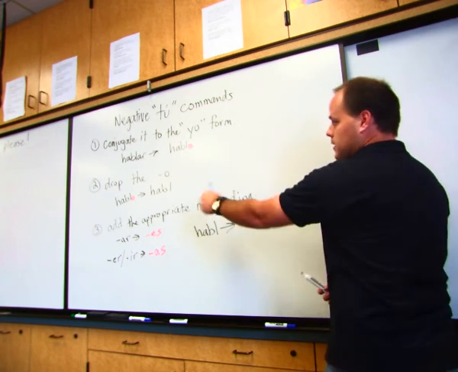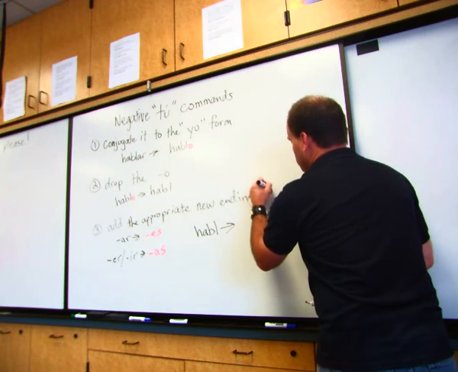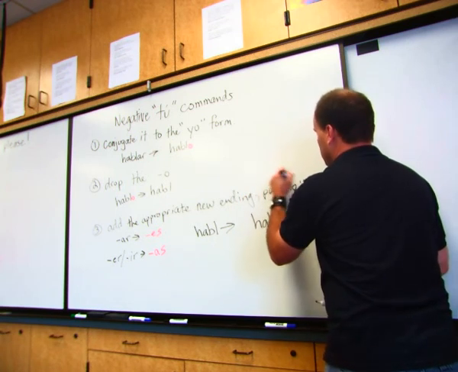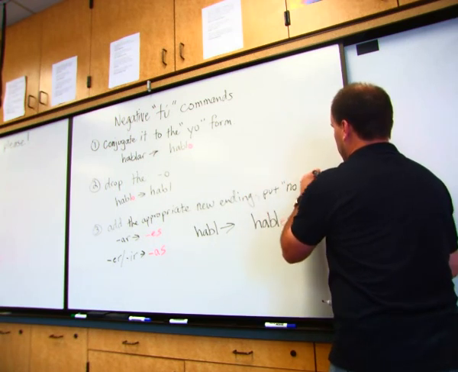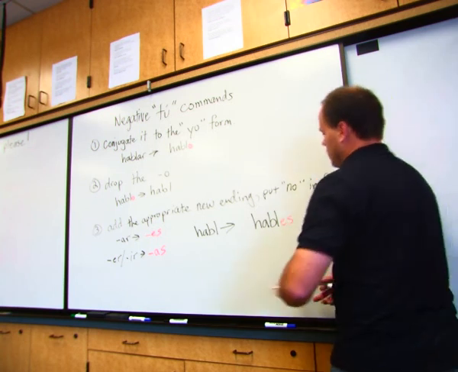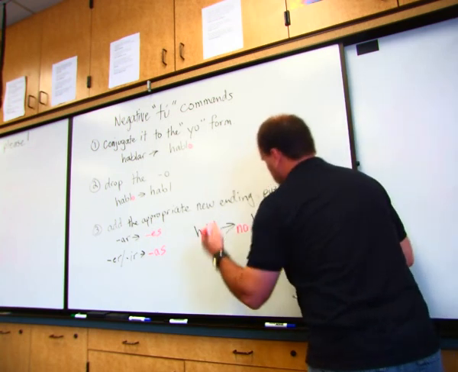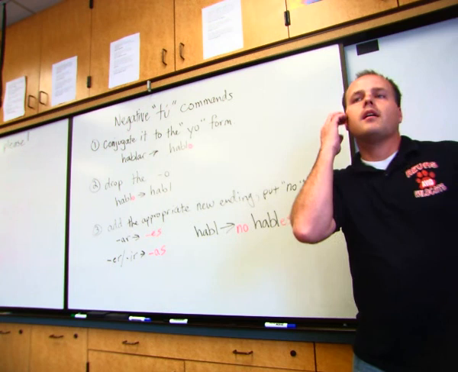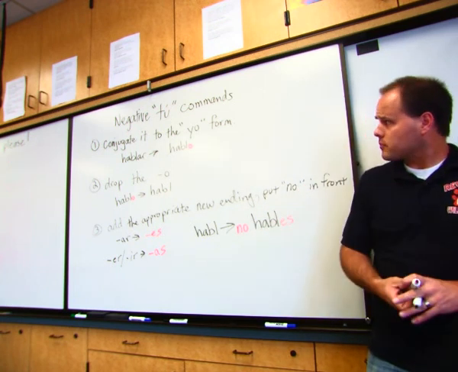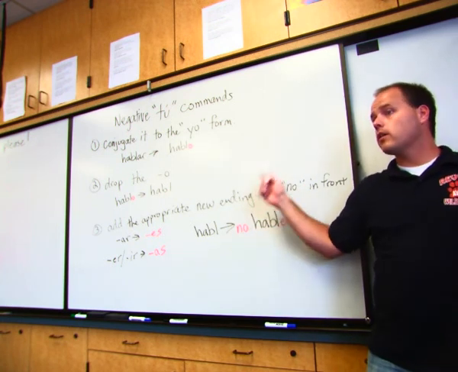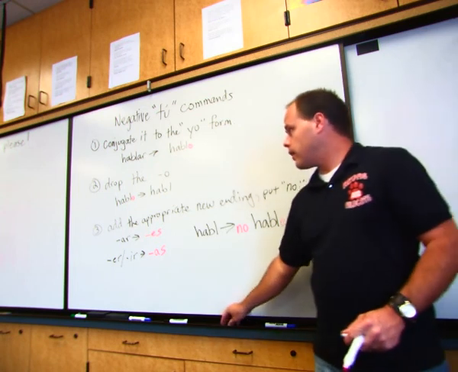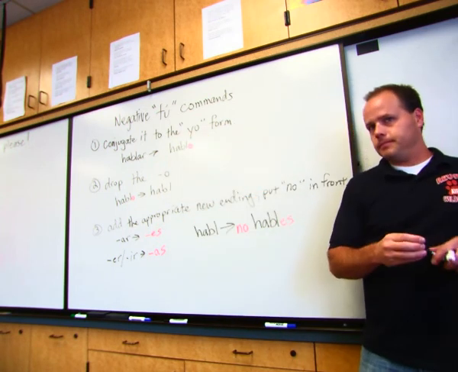And I'm going to add something to our last step. Put a no in front. No hables. And that is our negative tú commands. Regular rules for it. Okay, are there any questions about this?